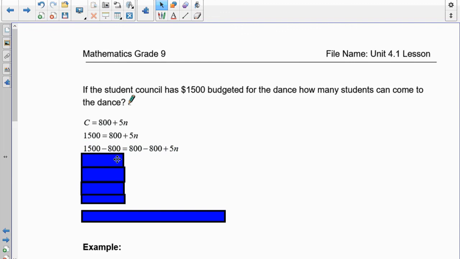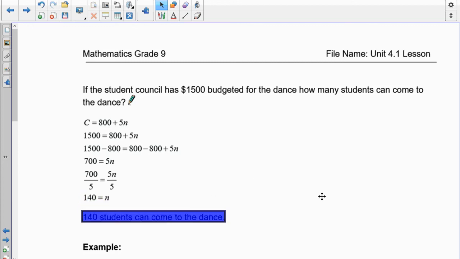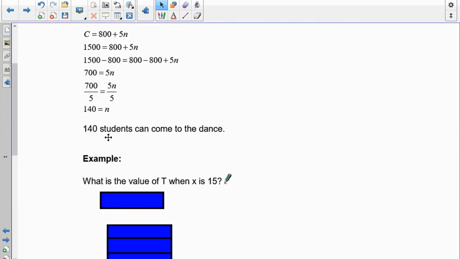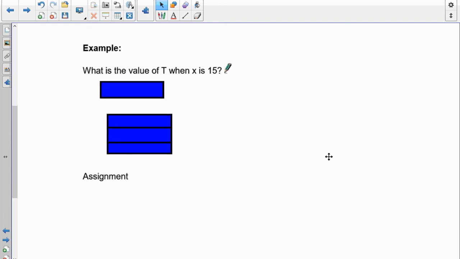So 800 take away 800 is going to give me 0. So my right side is left with 5N. And over here, 1,500 take away 800 is 700. So now I've got 700 is equal to 5N. Now to get rid of the 5, I've got to divide both sides by 5. This will become 1N or just N. And 700 divided by 5 is 140. So that means that if they only have $1,500 for their budget, you can only have 140 students come to the dance.